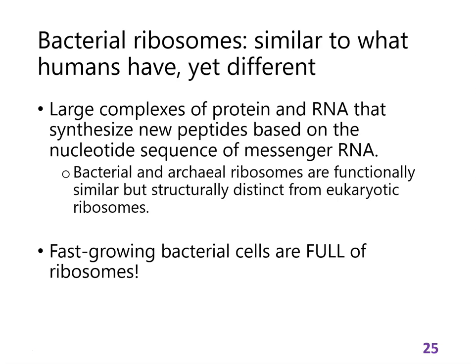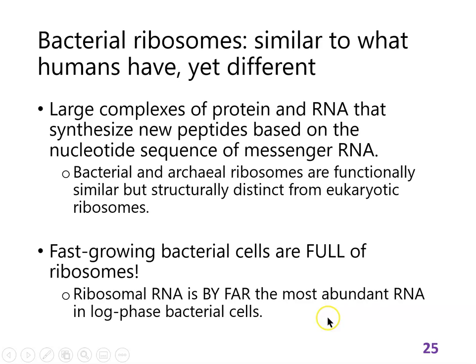So if you run the bacterial RNA out on a gel, you will see 2 bands for the 2 ribosomal RNAs, and you won't see anything else because those ribosomal RNAs are so much more abundant than all the messenger RNAs. That might be the case in human cells, but it's definitely the case in bacterial cells. So ribosomal RNA, by far the most abundant.